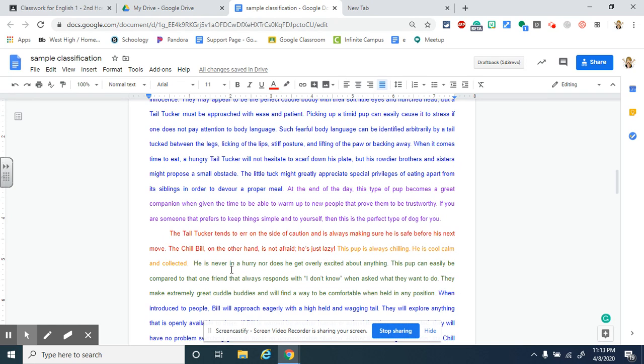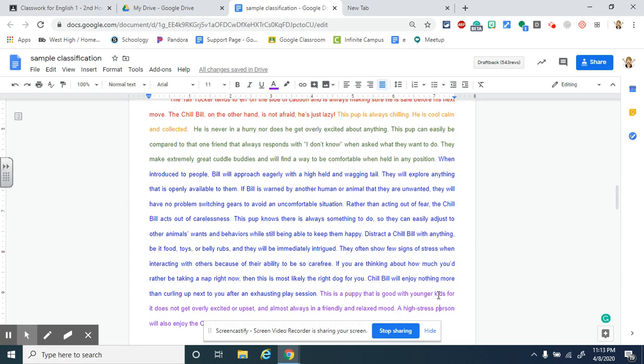So now I need to explain and kind of define what this puppy's like. He is never in a hurry, nor does he get overly excited about anything. This pup can easily be compared to one friend that always responds with, "I don't know," when they're asked what they want to do. They make extremely great cuddle buddies and will find a way to be comfortable when held in any position. So now we're going to illustrate. So we're going to give specific examples.